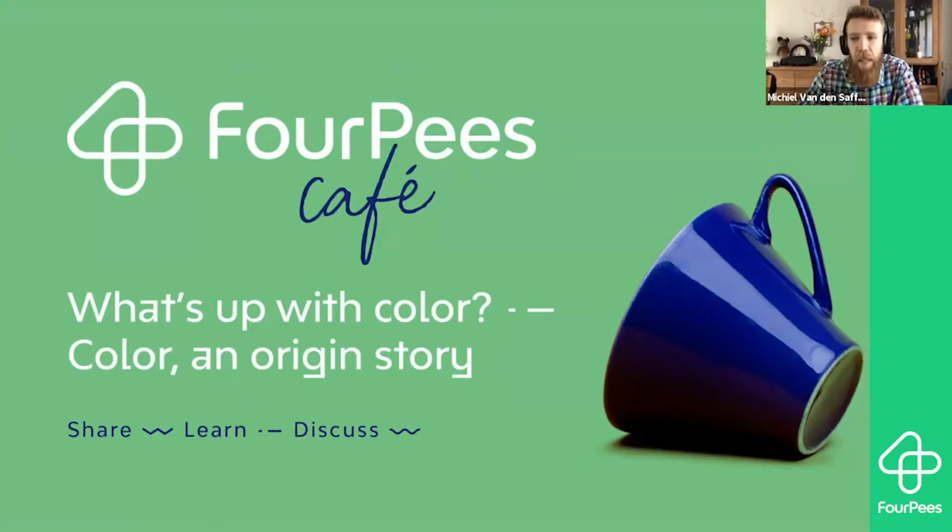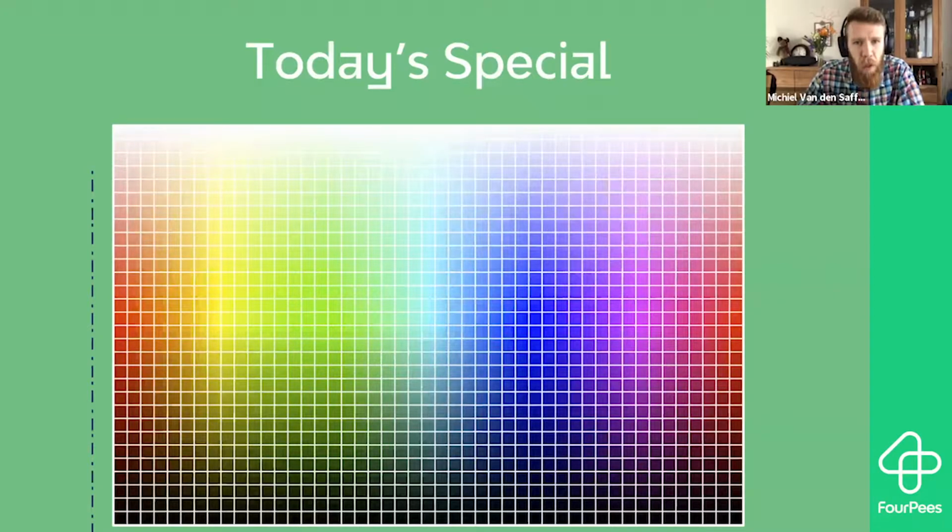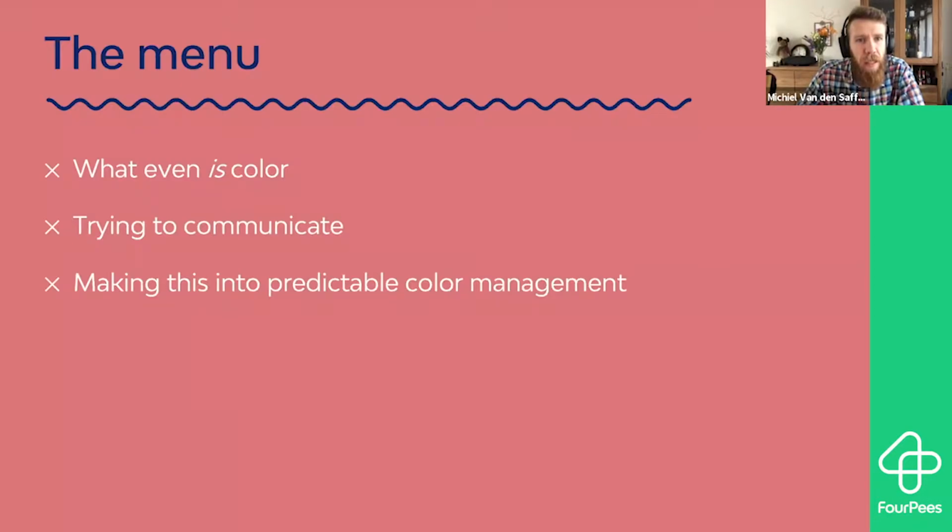So today's first session is, where does color actually come from? What is color? And we'll start with that, and then we'll build up. Let's see, lots of colors here. These are the 3 sessions we have planned so far. So the first one for today, what is color? Then communicating about color, which is also a very important part. And then once we know all of that, we can make it into predictable color management.